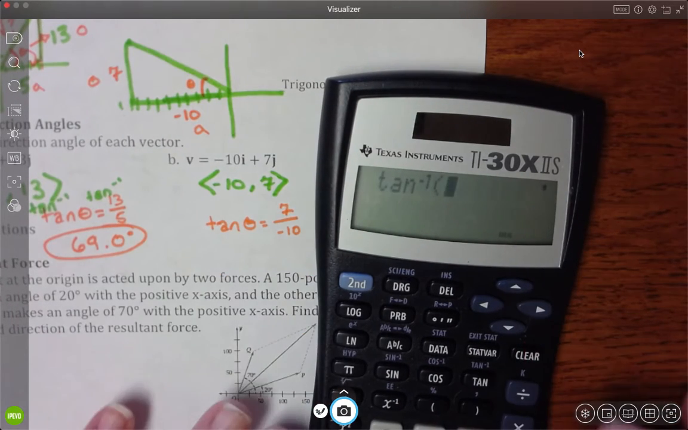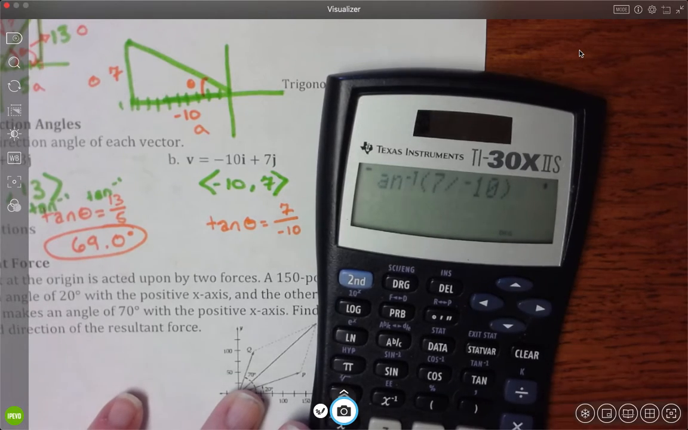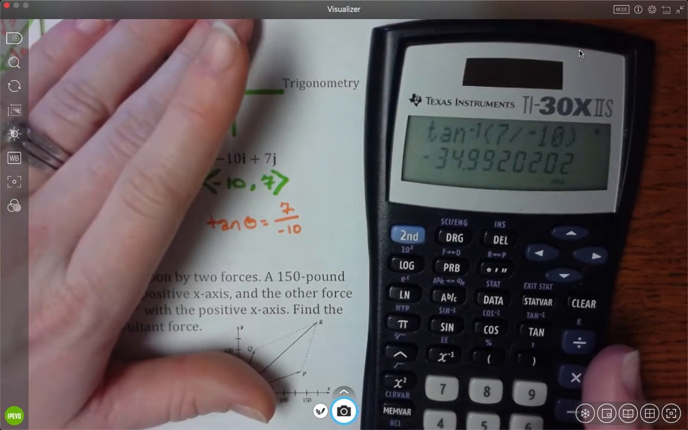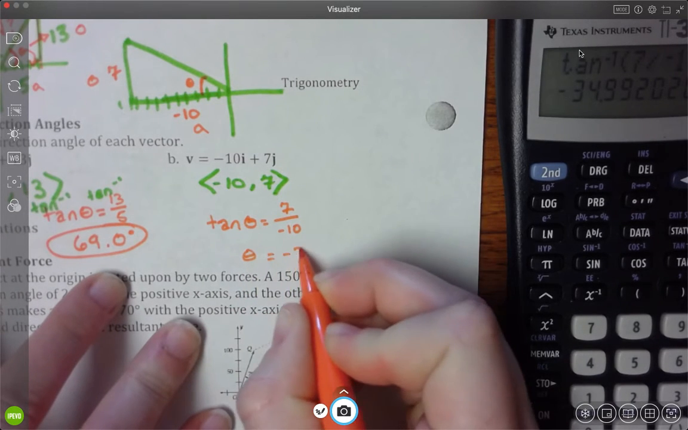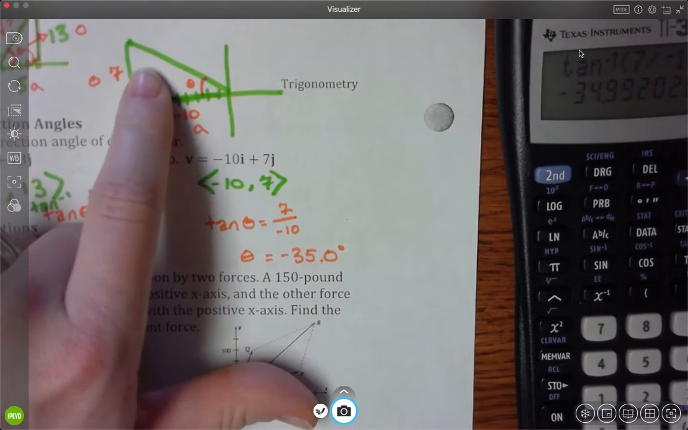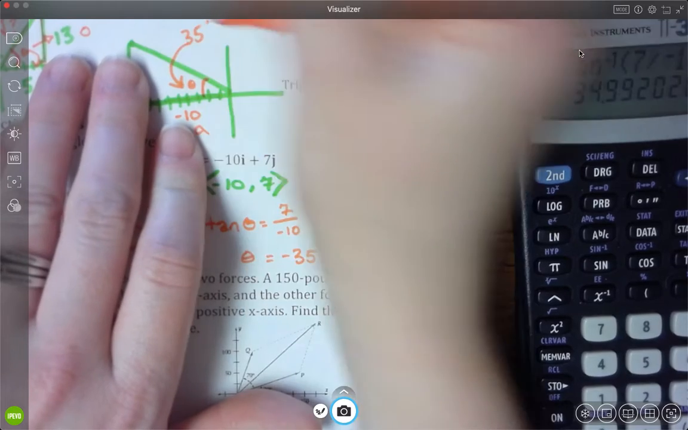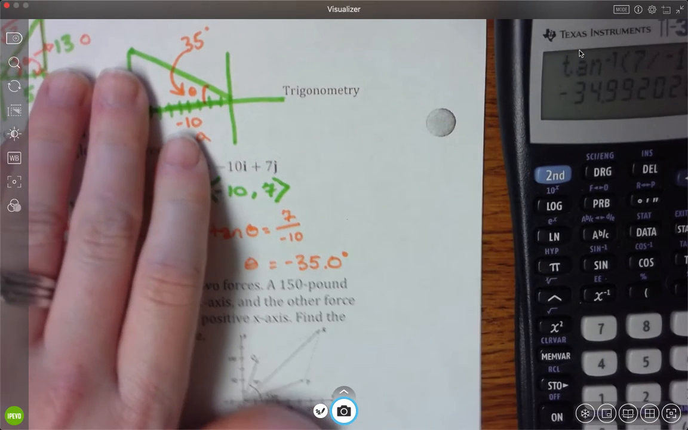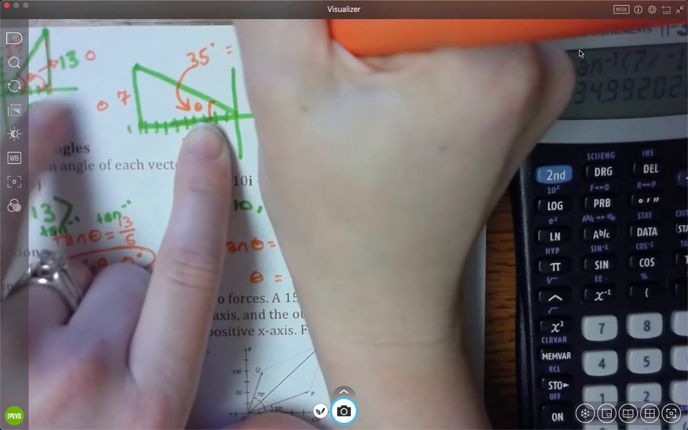Inverse tangent of 7 divided by -10. And he is -35.0. Let's say -35.0 degrees. It's negative because tangent in the second quadrant is negative, but this guy is 35 degrees. Okay, that angle is 35 degrees. But I don't want to know that angle. That would be like the reference angle, right? Reference angle.